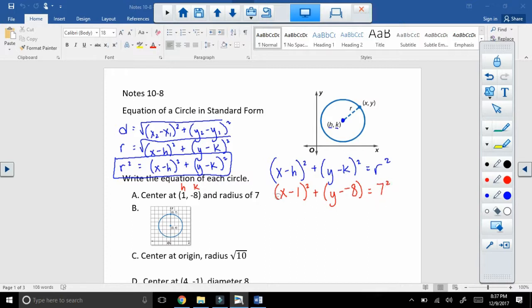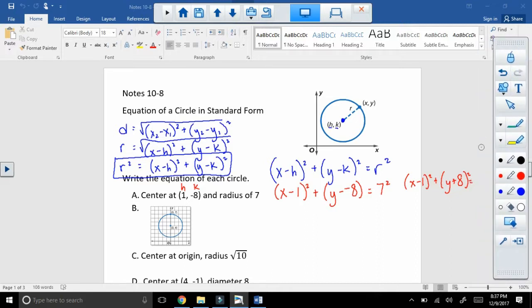This is basically just your answer. I would ask that you clean this up a little bit and just rewrite it as X minus 1 squared plus Y plus 8 squared equals, and I would just make that 49. And that would be your answer. That's all you got to do.